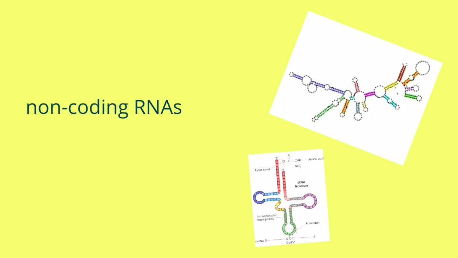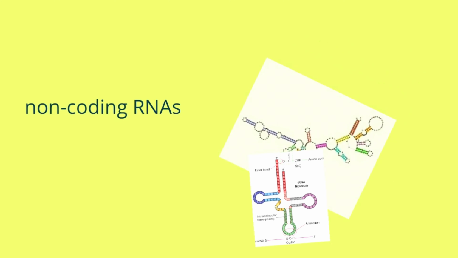Certain RNAs are able to catalyze chemical reactions such as cutting and ligating other RNA molecules, and the catalysis of peptide bond formation in the ribosome. They are known as ribozymes.